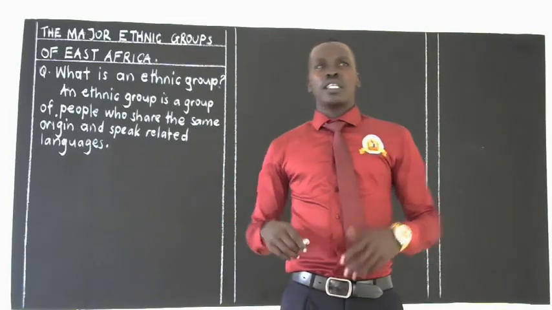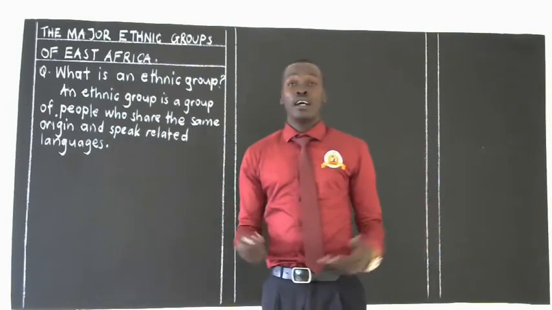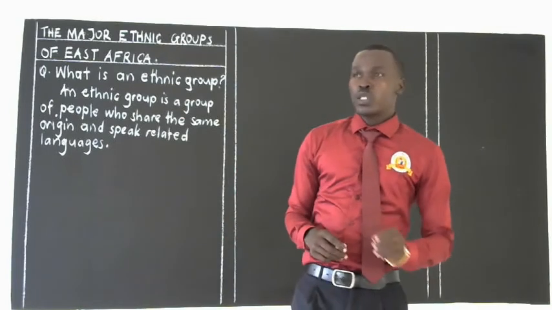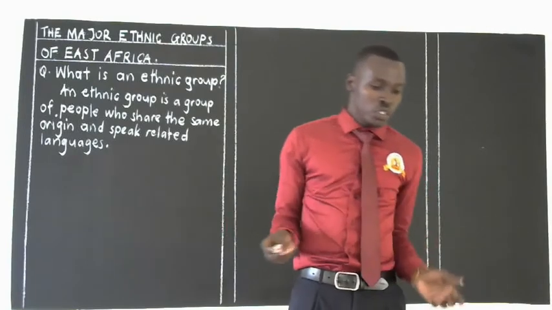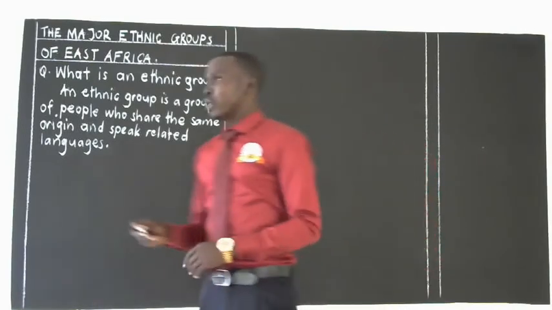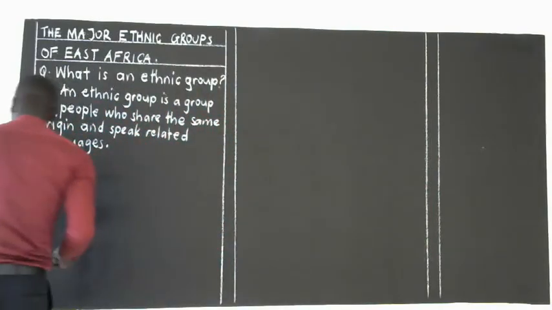I want us to look at how do we tell that these people are from the same ethnic group. Okay? How do we do that? We do that by looking at the characteristics of an ethnic group. Let us look at characteristics of an ethnic group.